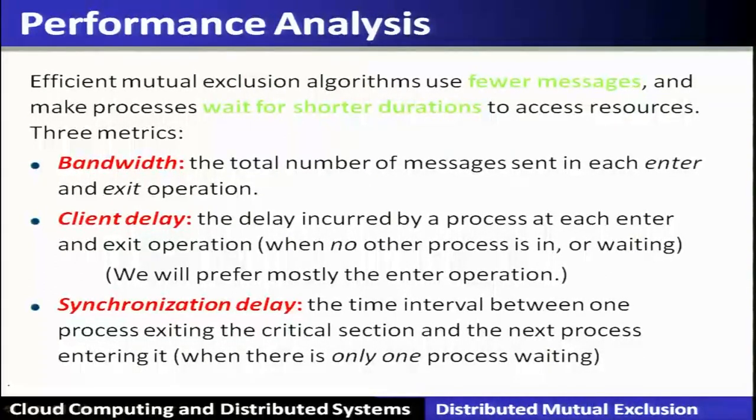The second metric is called the client delay, that is the delay incurred by a process at each entry and exit operation when no other process is in or waiting for the critical section. That makes the analysis of whether it requires a short delay to access the critical section resources or not. The third one is called synchronization delay, that is the time interval between one process exiting the critical section and the next process entering it.